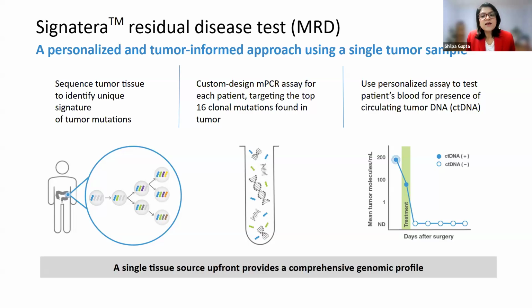And that's, I think, one of the pros of this assay. It uses the personalized assay to detect presence of circulating tumor DNA in the patient's blood. Now, of course, for this, we need to have sufficient archival tissue.